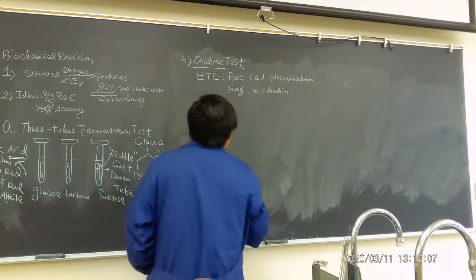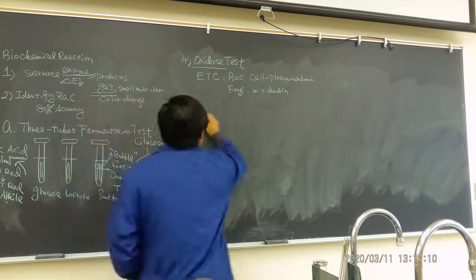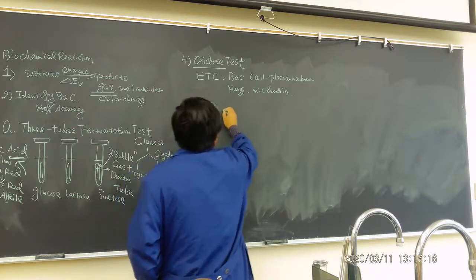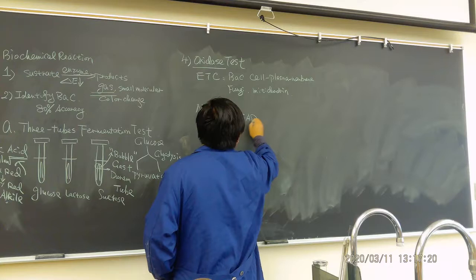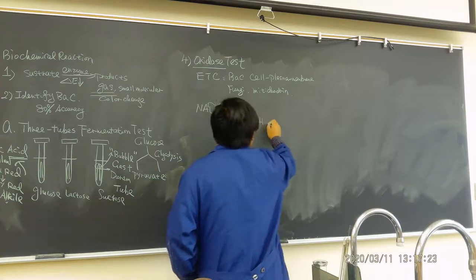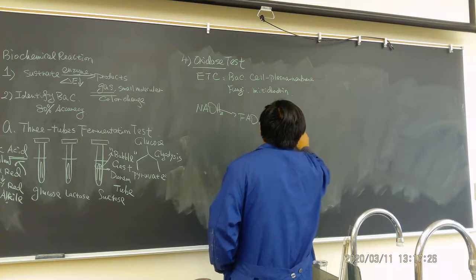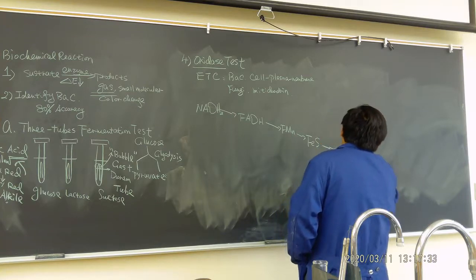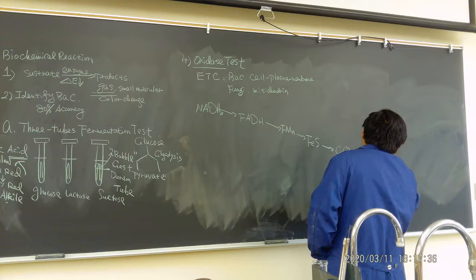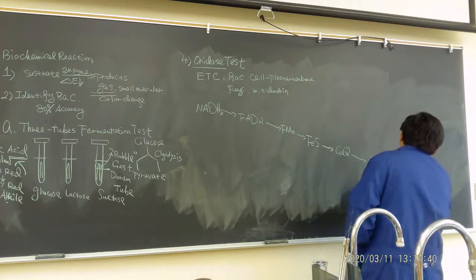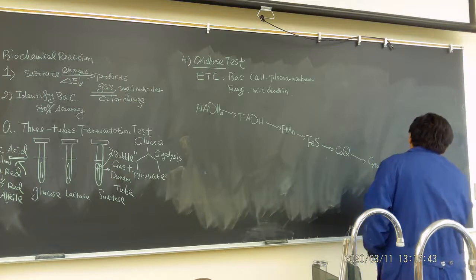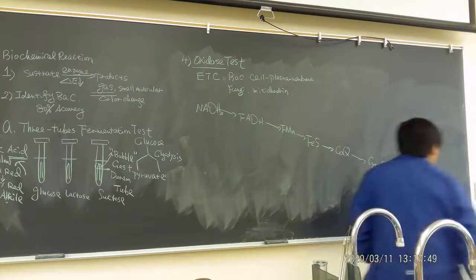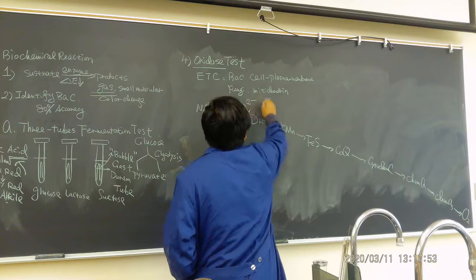So electron transport chain, what is the electron transport chain? Very simple example. Just give you a very typical one, which is NAD goes to FAD. NADH2 actually. FADH goes to FMN, goes to FeS, goes to CoQ, then we go to cytochrome C, then we go to cytochrome A, then we go to cytochrome A3, and last one is oxygen. Okay, this is the electron transport chain. Let's say we give you a typical one.